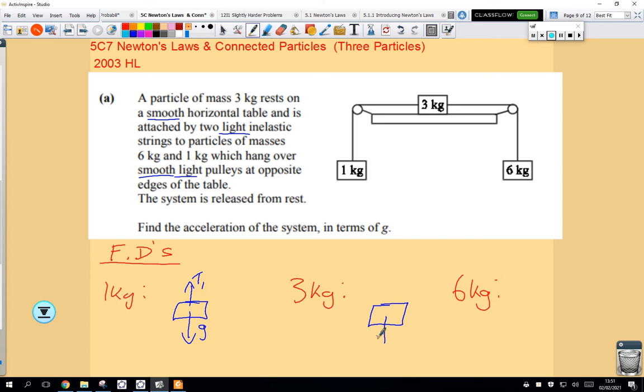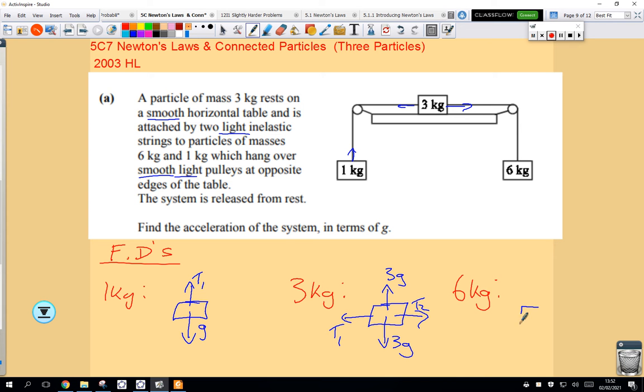The 3 kilogram mass is a bit more complicated. It has a force acting down on it, the gravitational force, or the weight. The normal reaction acting up is going to be 3g. The tension pulling to the left is the same as that tension pulling up, so the force on that particle by that string is called the tension. We'll call that tension 1. And then there's a different tension pulling to the right, so we call that tension 2.